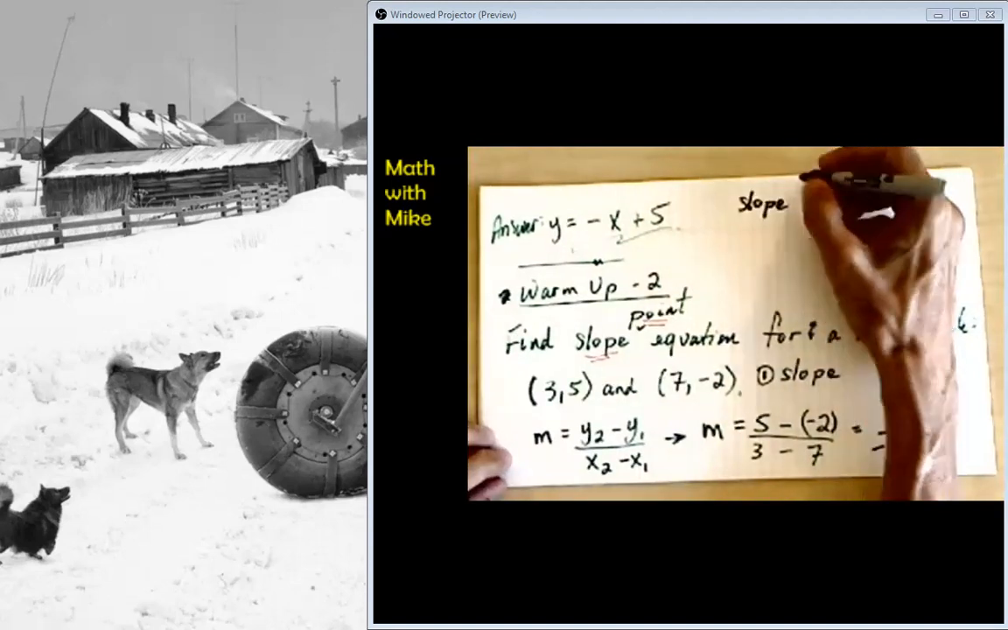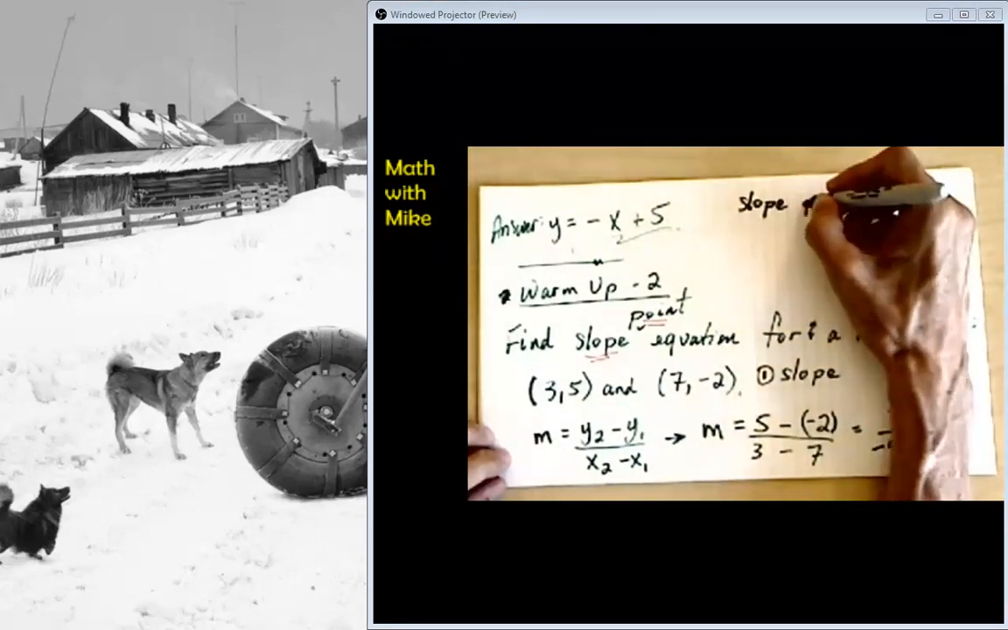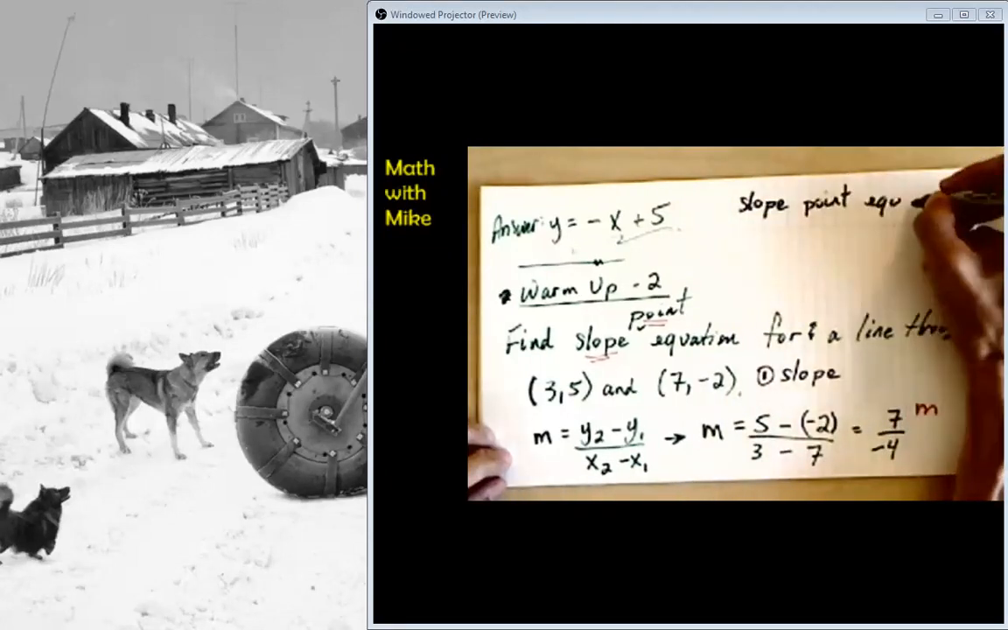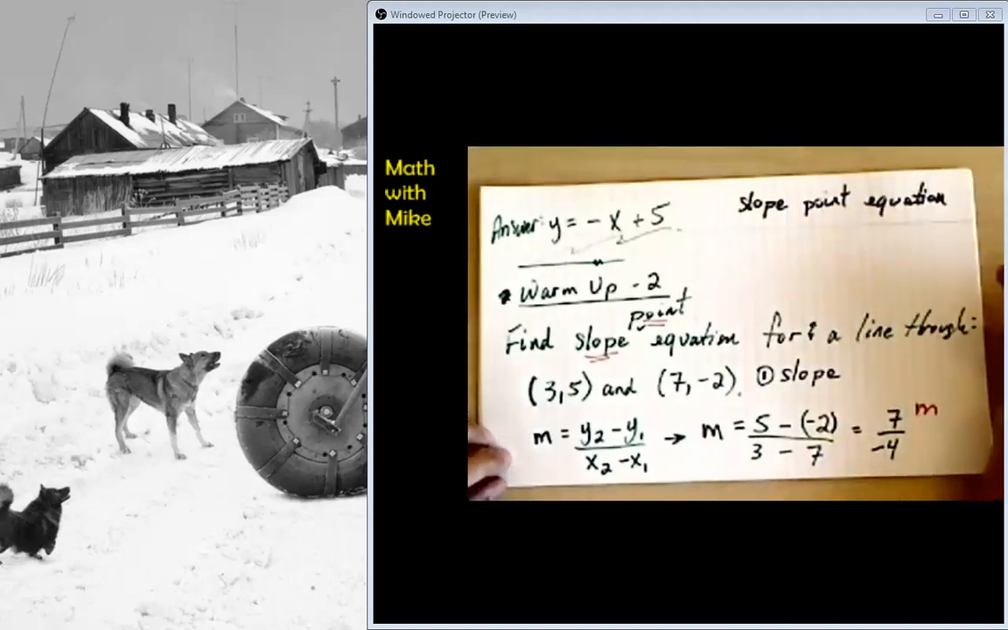Anyone on Zoom can help out? Parsa, do you remember? Or Yo-Ya? Slope point equation?